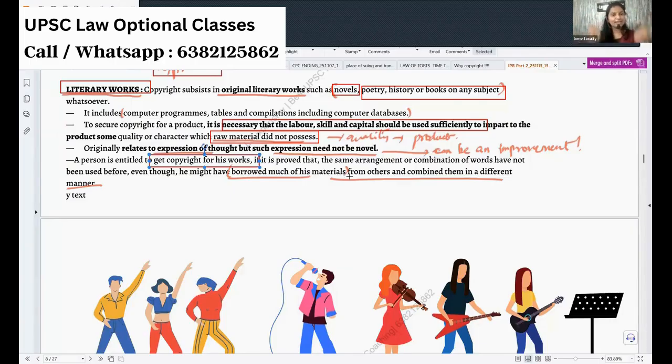You have put in the labor, skill, everything, so that it changed drastically and it has some quality. Then you can get the copyright. That is the final point. So these are called literary works.